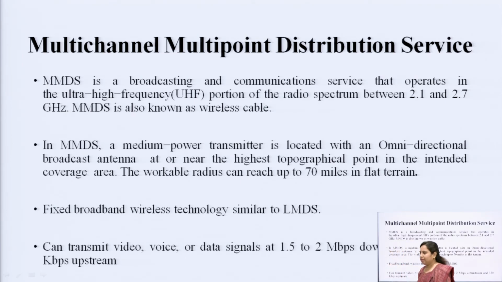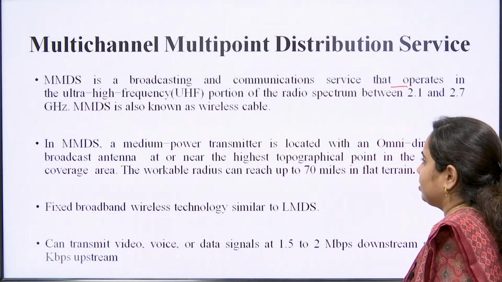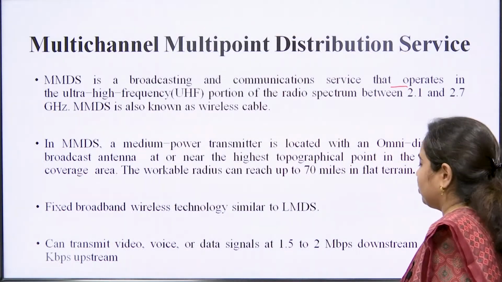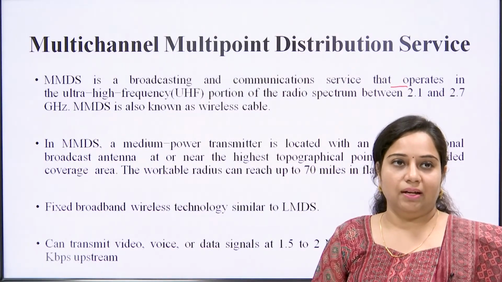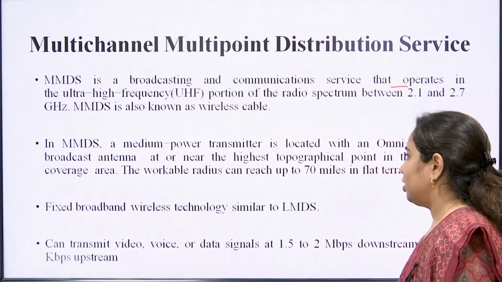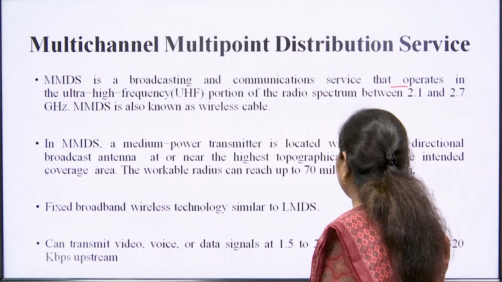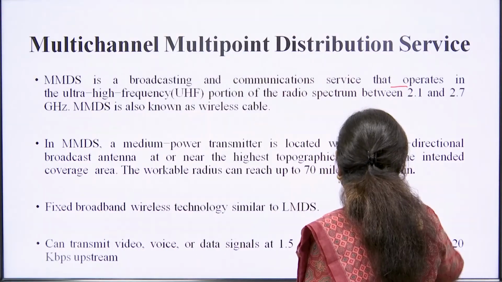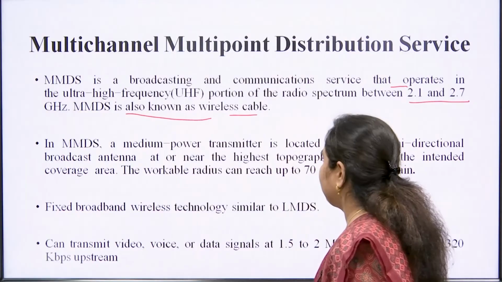Now, next is multi-channel multi-point distribution service. MMDS is a broadcasting and communication service that operates in the ultra high frequency portion of the radio spectrum. This radio spectrum is divided into different frequency ranges like VLF, HF, UHF. In the frequency range of UHF, this service will work. Its spectrum is between 2.1 to 2.7 gigahertz. MMDS is also known as wireless cable.